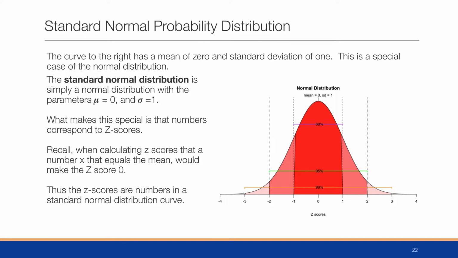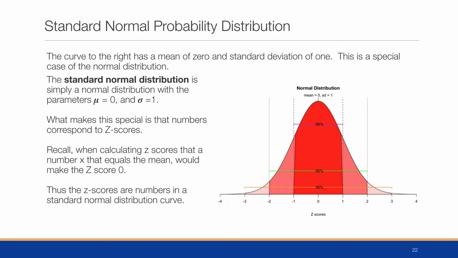And we also have a concept of the standard normal probability distribution. The curve to the right here is a normal distribution. It has that nice bell shape. It will go on infinitely in both directions. But a standard normal probability distribution is just a special type of normal probability. It has a mean of 0 and a standard deviation of 1. And this is what we call the standard normal distribution.